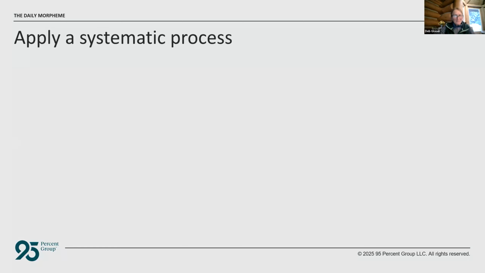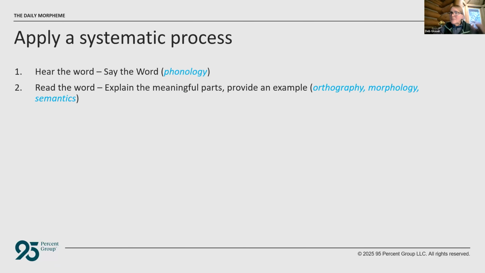And apply a systematic process in your work with students. If you're teaching academic language, this is the process I applied in Morpheme Magic and Morphemes for Little Ones. Have the students hear the word or the morpheme that's being taught and say it. Stimulate the phonological processor. And then have them read the morpheme and read the example words. Explain those meaningful parts. Provide examples.